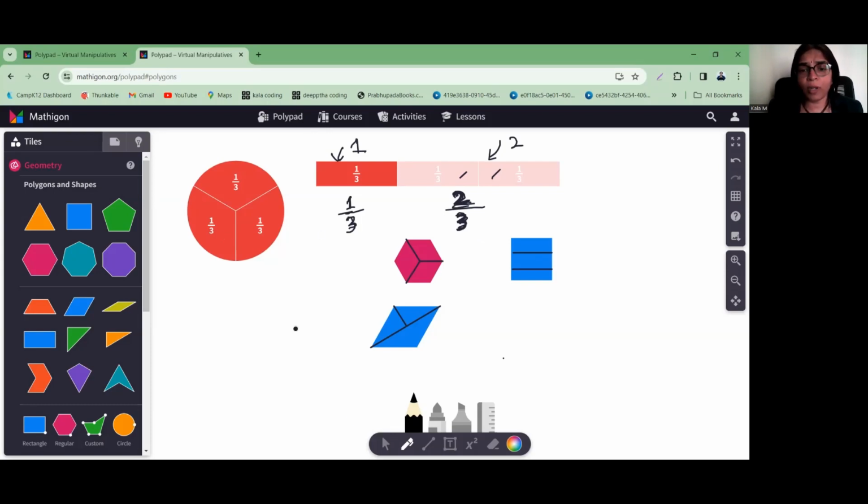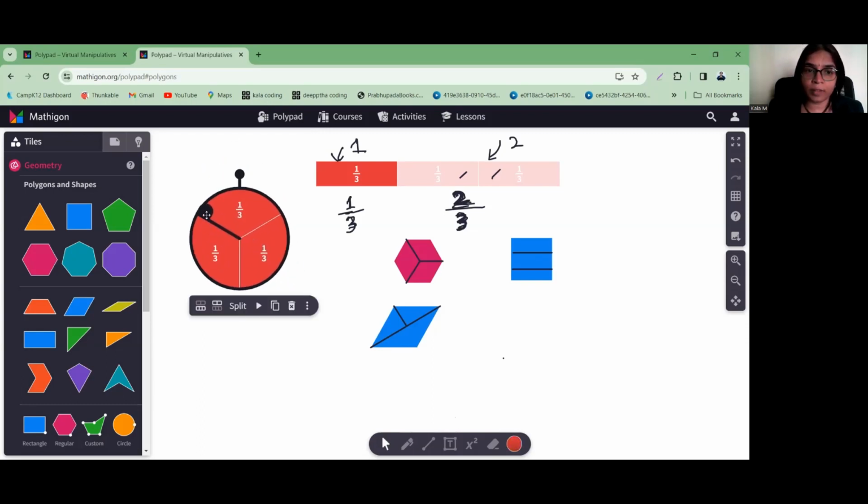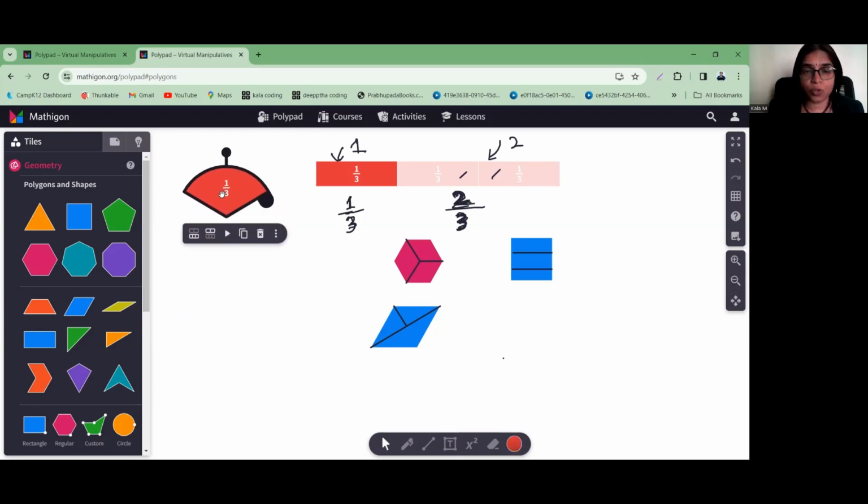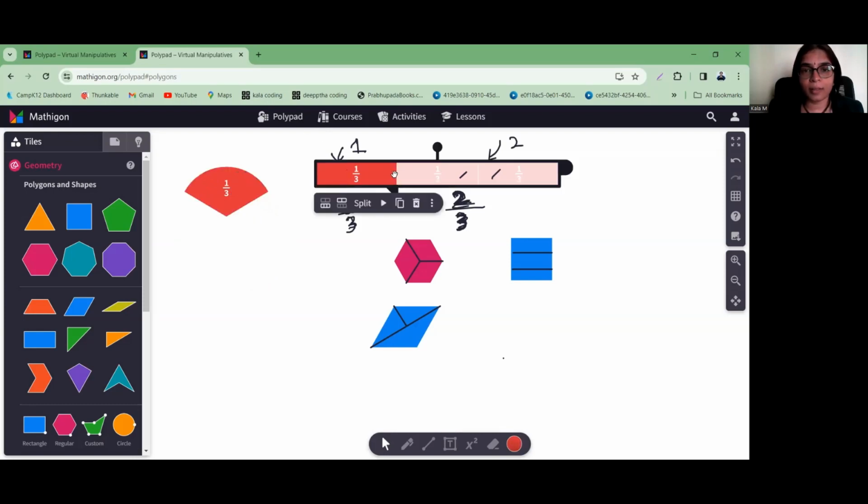Next, what was I telling? See, this also could be 1/3, right? This is also 1/3. The colored part till here, that is also 1/3, right? Or I can just move it like this. This is also 1/3, correct? This is also 1/3, okay?